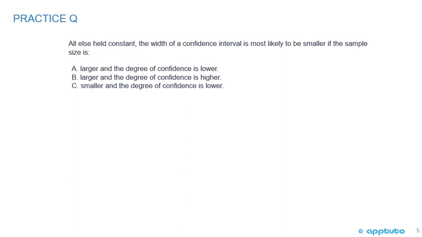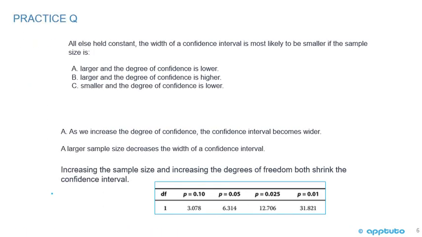All else held constant, the width of the confidence interval is most likely to be smaller if the sample size is A, larger and the degree of confidence is lower, B, larger and the degree of confidence is higher, or C, smaller and the degree of confidence is lower. Okay, that was a nice little practice question. So as we saw from the previous question, as we increase the sample size and increase the degrees of freedom, that both shrinks the confidence interval.